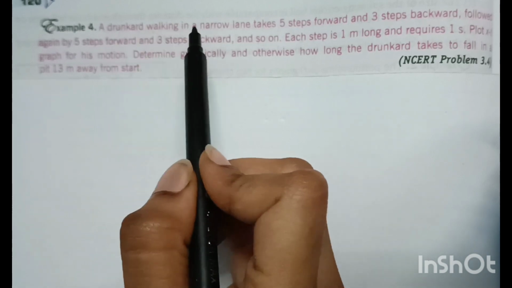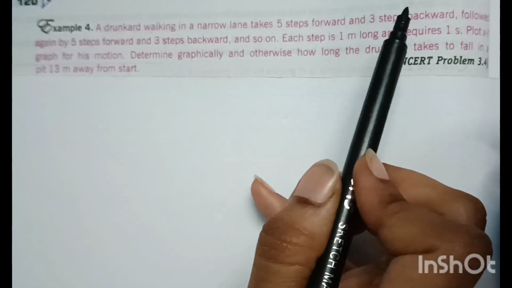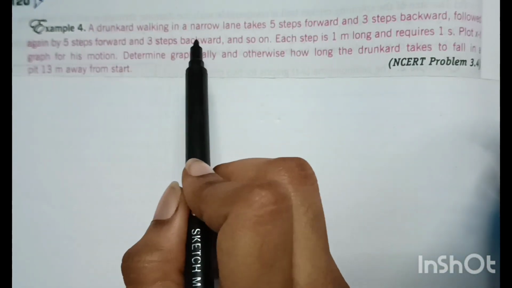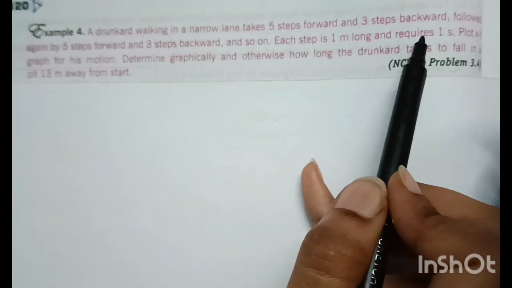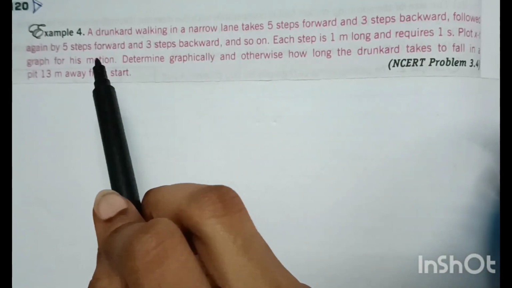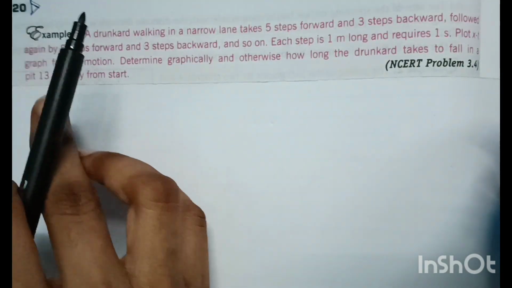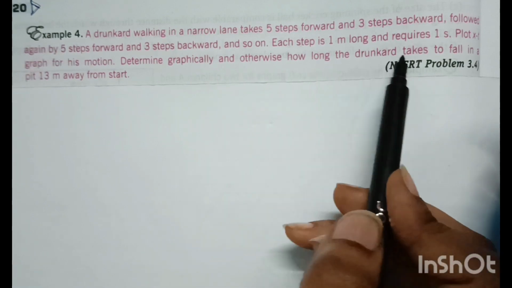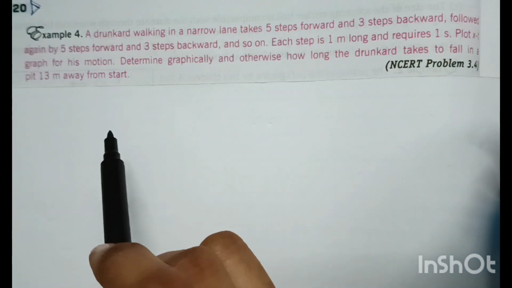A drunkard walking in a narrow lane takes 5 steps forward and 3 steps backward, followed again by 5 steps forward and 3 steps backward, and so on. Each step is 1 meter long and requires 1 second. Plot the x-t graph for his motion. Determine graphically and otherwise how long the drunkard takes to fall in the pit 13 meters away from the start.